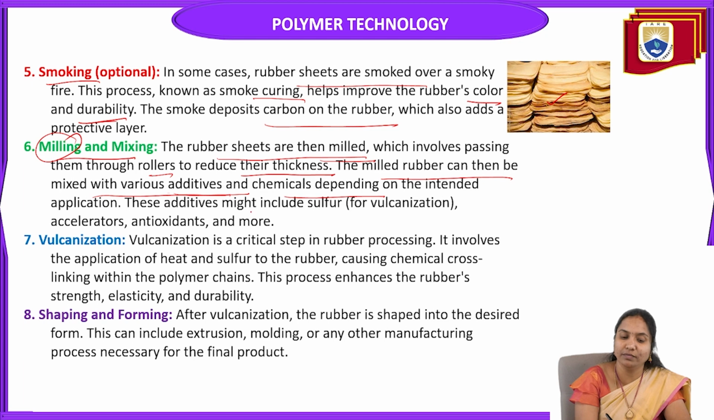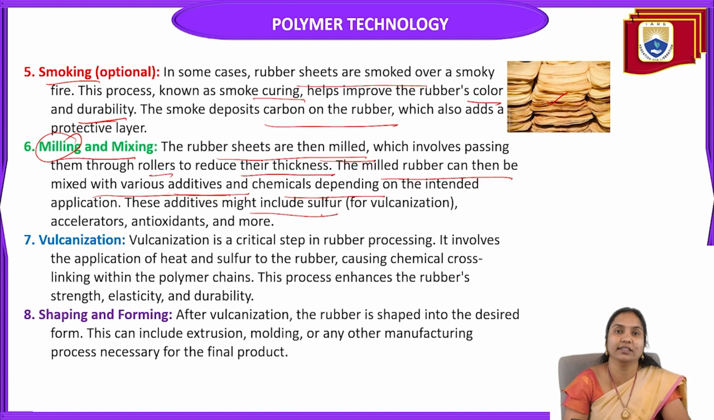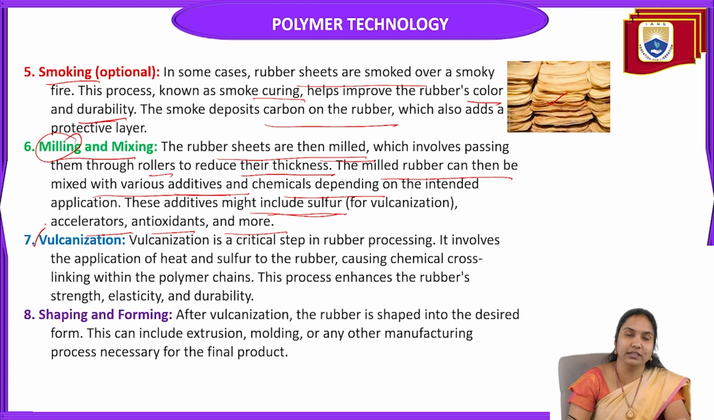These additives might include sulfur. Sulfur we are mixing with natural rubber, a process also known as vulcanization. For what purpose are we adding other chemicals or ingredients? To improve the properties of rubber. Sometimes the additives include sulfur, accelerators, or an antioxidant, for example.